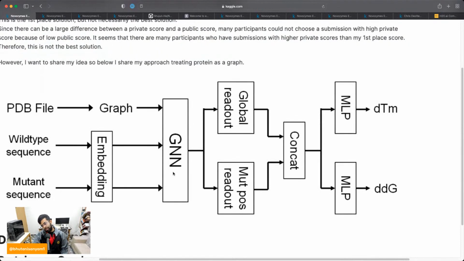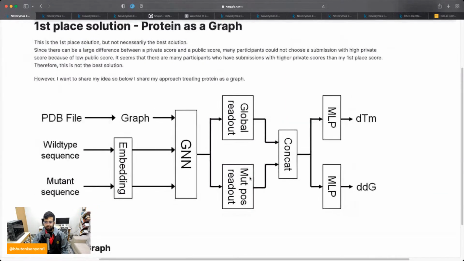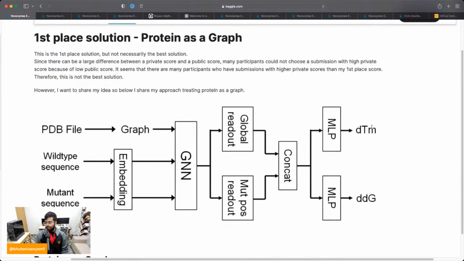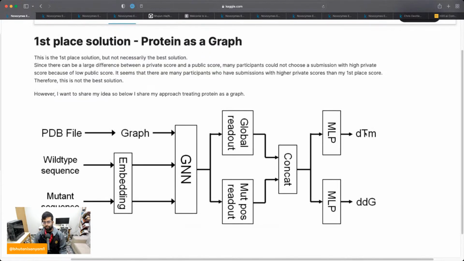After which, I'm trying to tilt my head and read this, but these were eventually concatenated, and MLPs are used to predict either the delta G, which tells you the energy difference between a folded and unfolded enzyme, or the delta TM. DTM was what was relevant for this competition, by the way.